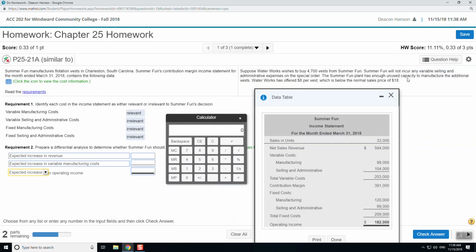So I'm going to take my calculator, and first I'll figure out the revenue. They say that we'll only be able to sell them for $8 per vest, and we're going to do 4,700 more vests. So I'll take 4,700 times $8, and that'll be my additional revenue: 37,600. You see how I got that?